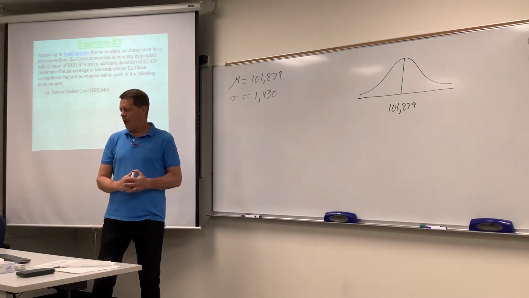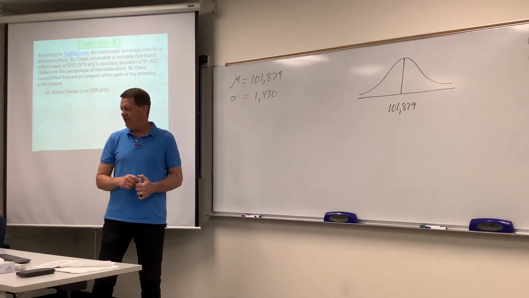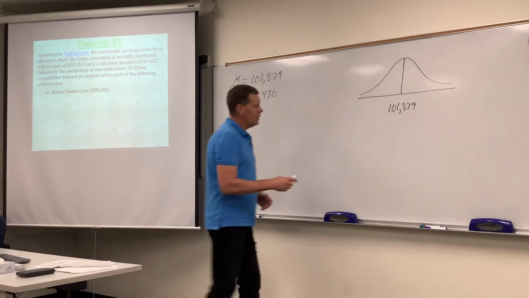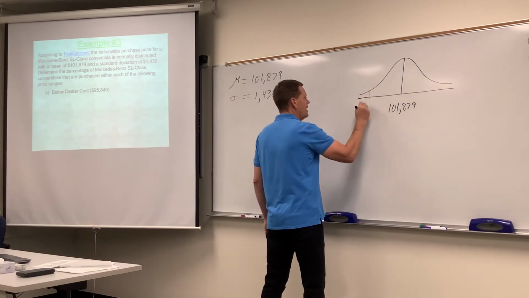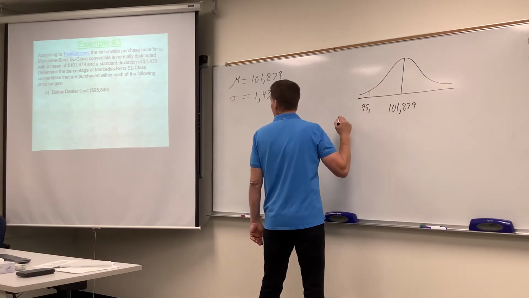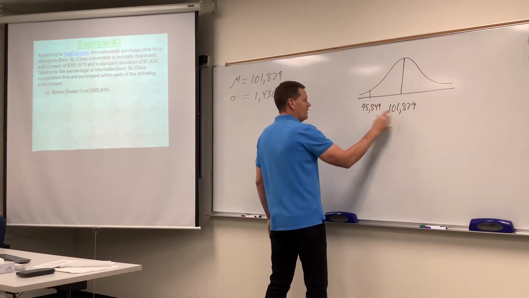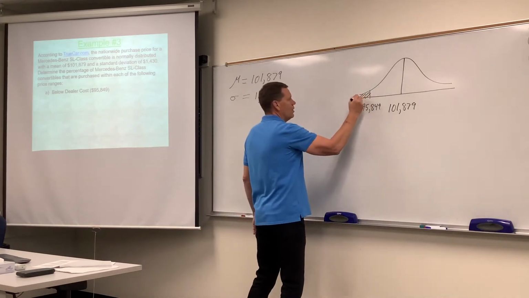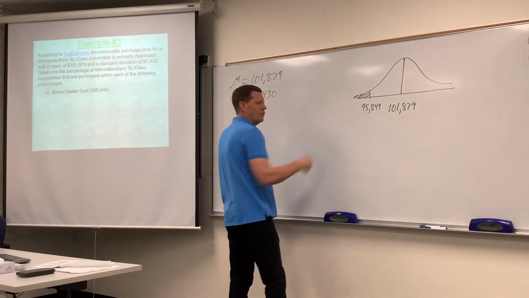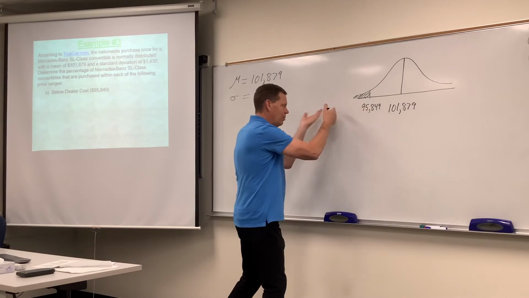Now, part A. What percentage of cars are purchased below dealer cost, which according to TrueCar.com is $95,849? Well, in reference to the mean, that dealer cost of $95,849, that's over here, right? And it says below dealer cost. So wouldn't that be all these cars that are purchased down here below that cost? That cost is below the mean, and below the dealer cost is below that.